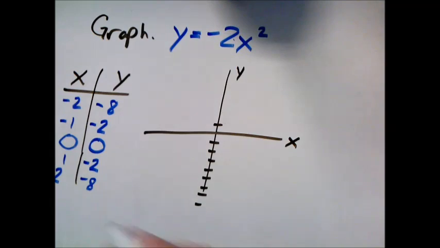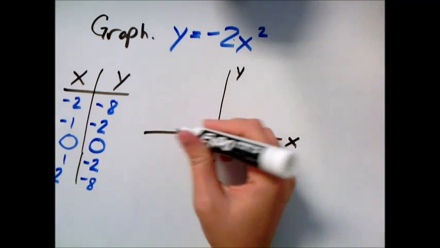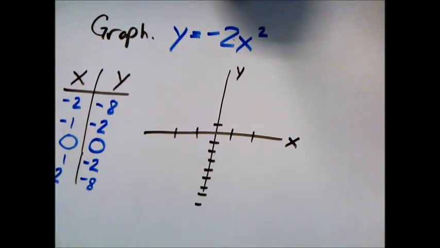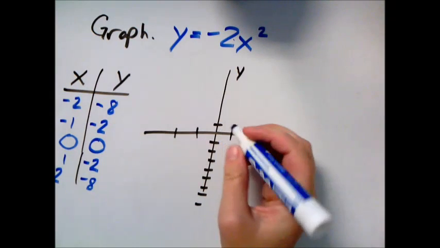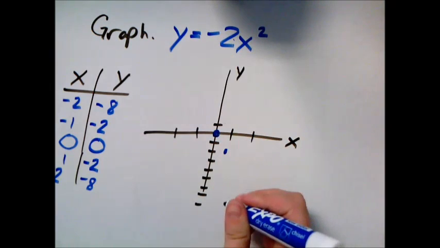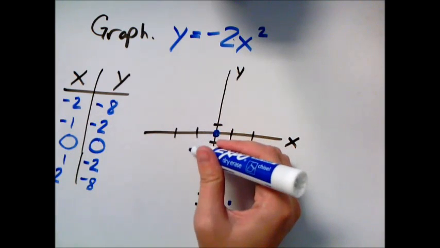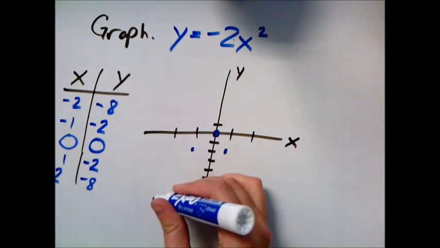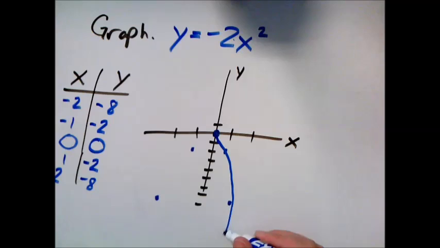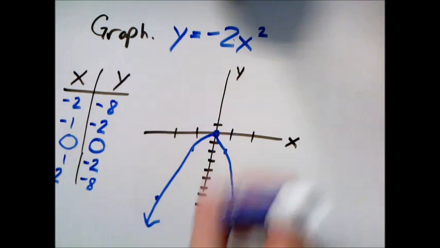So I went down to -8 because I can see I need at least that far. And it looks like I only did 1, 2 on each side of this. So I have the point (0, 0). I have (1, -2) and I have (2, -8). And on the other side I have (-1, -2) and (-2, -8). So notice this is symmetric on both sides. It's symmetric to the y-axis.